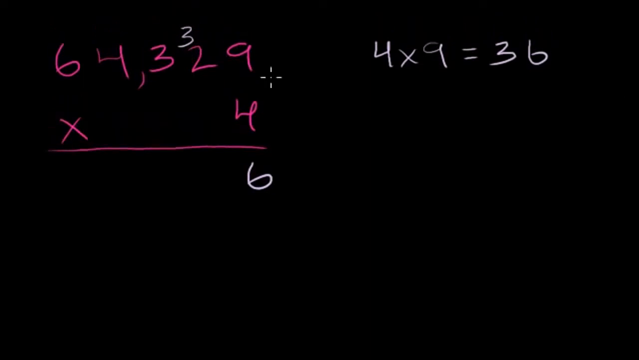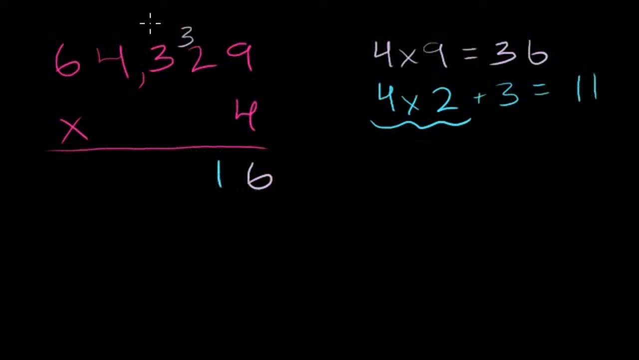Just put the 3 up there. Then you got 4 times 2. And then you're going to have to add the 3. So let me just write that there. Plus 3 is equal to, you do the multiplication first. So you can even think of it as an order of operations. But you just should know that you do the multiplication first. So 4 times 2 is 8, plus 3 is equal to 11. Put this one down here and put the 1 up there.